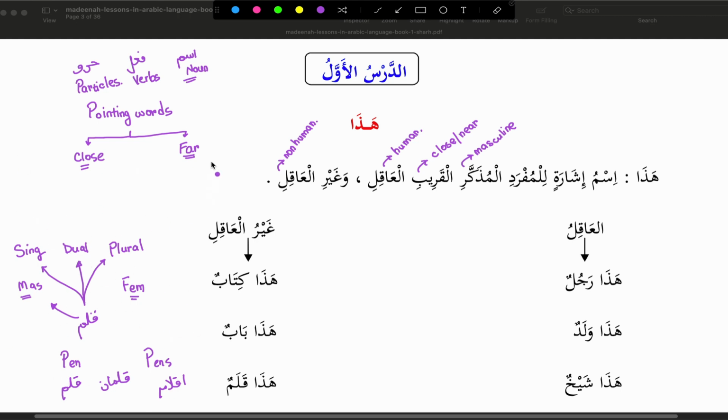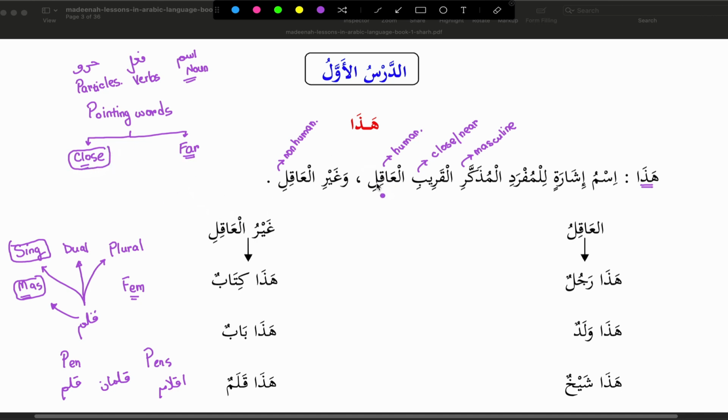But just to let you know that in Arabic, these are the things that happen. So that's what it's saying, that the word haza is a pointing word, as I mentioned, and it is used for singular, specifically singular. And it is used for masculine. And it is used for something that is close.